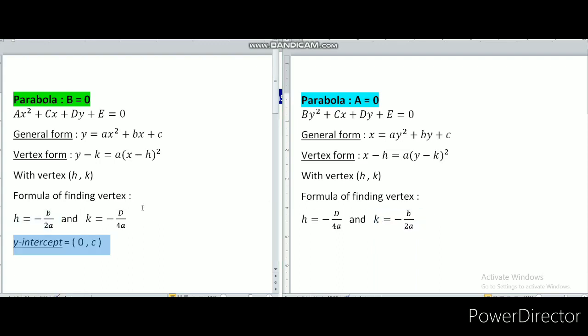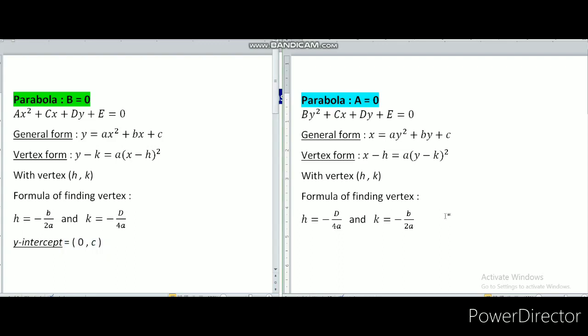How about the y-intercept? The y-intercept for the left parabola will be very easy, since the y-intercept is the coordinate of your parabola when x equals 0. So you just substitute x equals 0 into your general form, then you find that the y coordinate will be c. So your y-intercept will be very easy to get, which is 0, c. How about the right parabola?